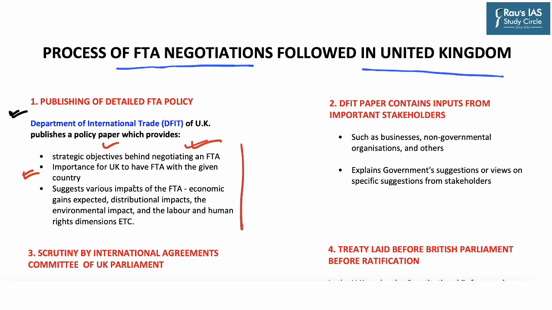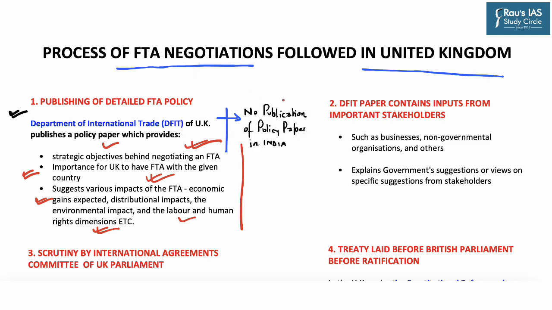Further, the policy paper must also provide various impacts of the FTA with respect to economic gains expected, distributional impacts in society, environmental impact, labor and human rights dimensions, etc. So various dimensions or aspects of the FTA need to be provided in the policy paper which is published. Now this is where the practice in India differs, as in India, no such policy paper is published.